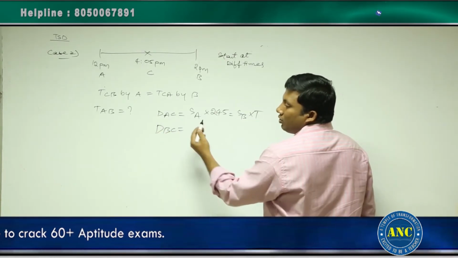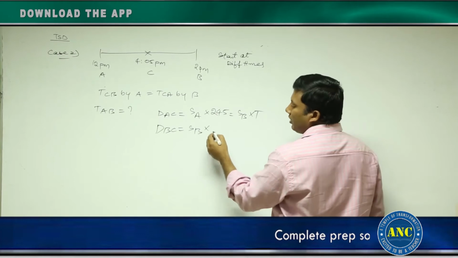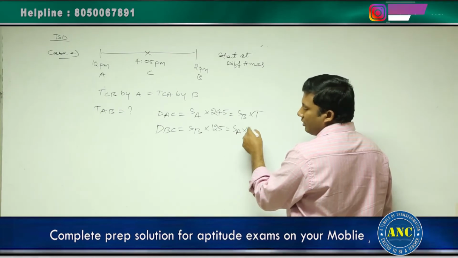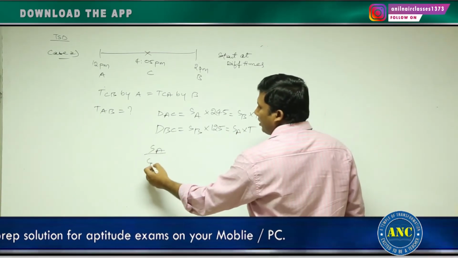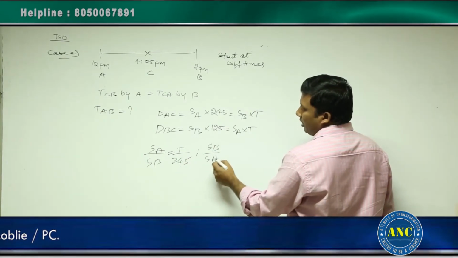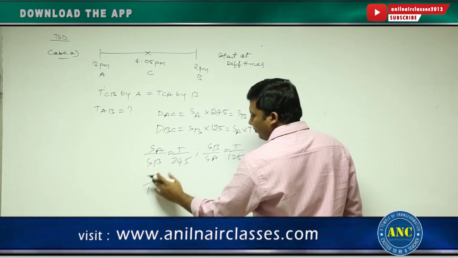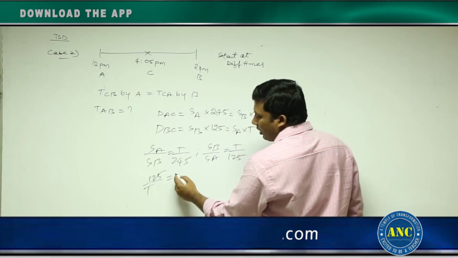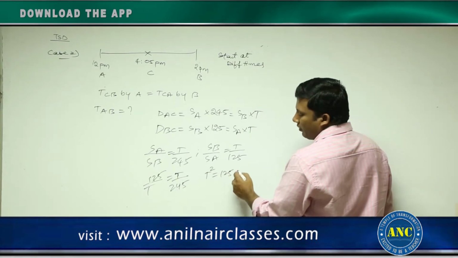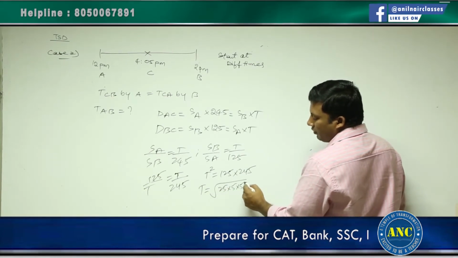Distance from B to C. Who will travel first? B. How much time? 2 to 4:05, 2 hours 5 minutes, 125 minutes. Whatever B has traveled before meeting, A will travel. So SA by SB equals T by 245. SB by SA equals T by 125. Reverse it: T by 125 equals T by 245 inverted, 125 by T equals T by 245. T square equals 125 into 245. T equals 25 into 5 into 5 into 49.